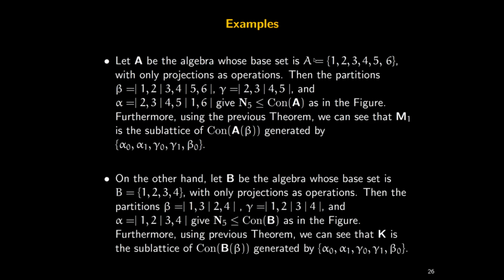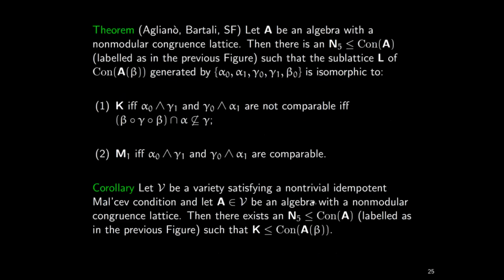The other case, of course, when you don't get this, you can still obtain with the same strategy. Considering, for example, this example, you have 1, 2, 3, 4. You have beta, gamma, and alpha given by this partition, and in this case, you generate K as the congruence lattice. And if I can, let's go back to the corollary.